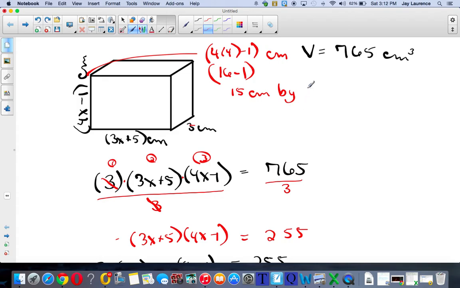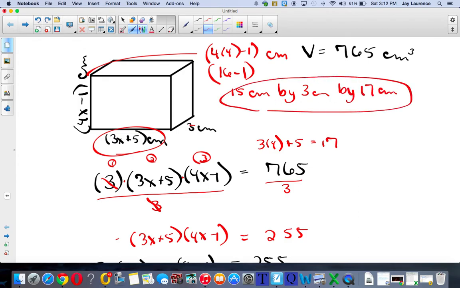I know by 3 centimeters because I was told that. And now I got to do this one. X is 4. I'm going to do 3 times 4 plus 5, and that's going to be 17 centimeters. And there you go. We found the dimensions of the rectangular prism.